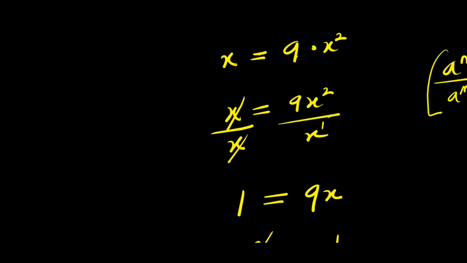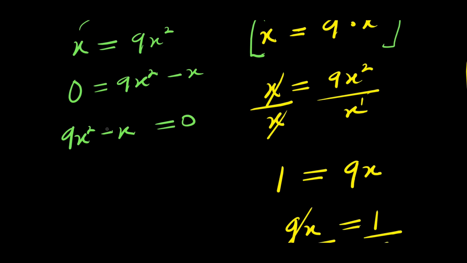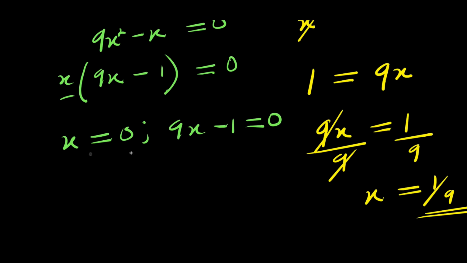Now I can also copy out this equation at this point, which is x equals 9x squared. I can form a quadratic equation by moving x over here. I have 0 equals 9x squared minus x, meaning 9x squared minus x equals 0. So right now I can factor out x from here. I have x times 9x minus 1 equals 0. So right here I can equate x equals 0. Also have 9x minus 1 equals 0. So this one here is solved already.